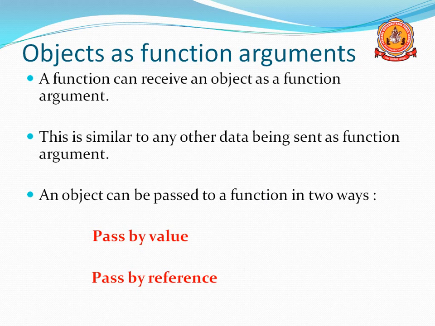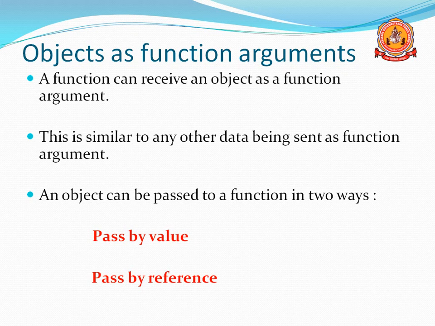Object as function argument. The next topic is object as function arguments. A function can receive an object as a function argument. For functions we can give arguments as objects. This is similar to any other data being sent as a function argument. Normally if you use any function data you will send int a or b, like that. It is also possible to pass an object as a function argument.